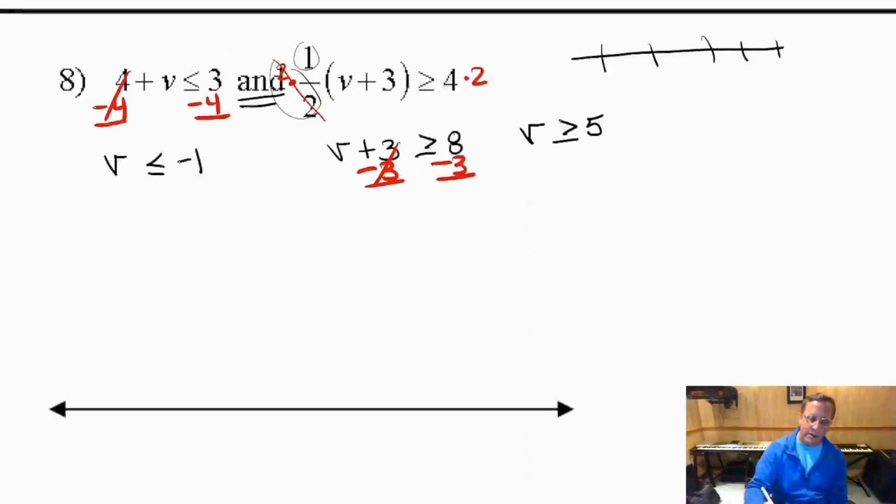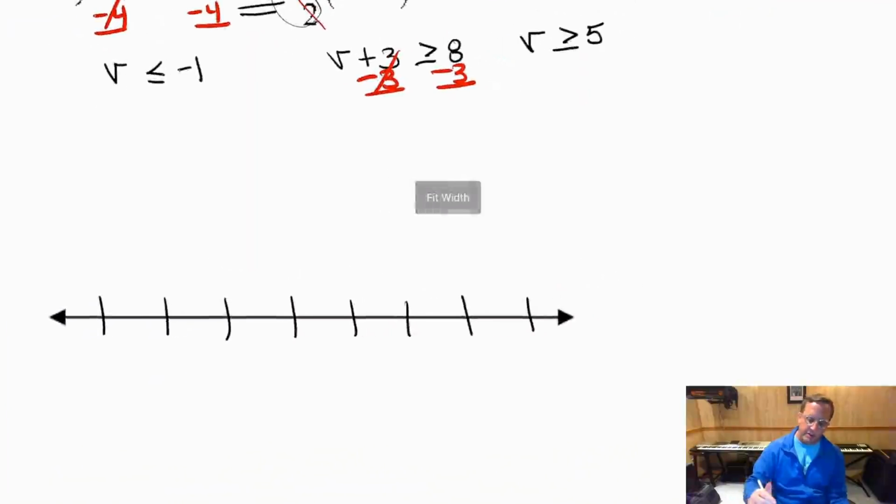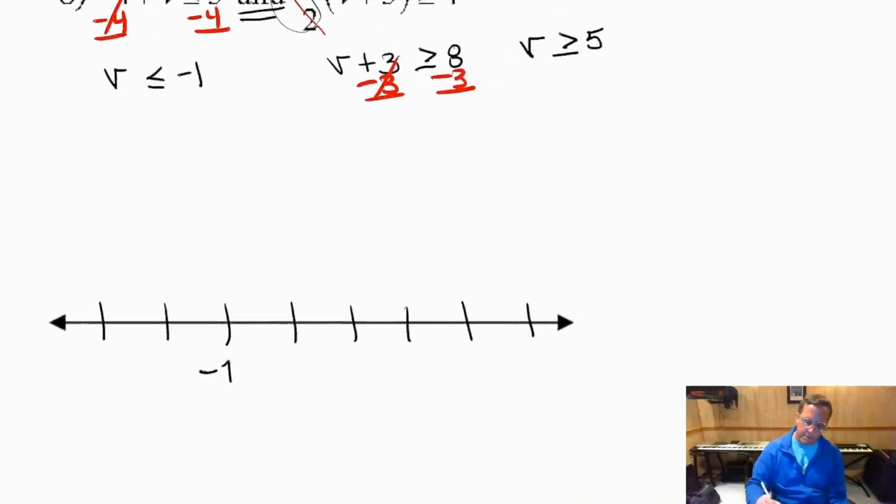So and inequalities sometimes look like this. Points can differ, open or closed, but they have this joining up. So let's see if that happens here. Not using good scale here, but that's okay. So I'm going to put negative 1 right here. I'm going to put 5 right here.